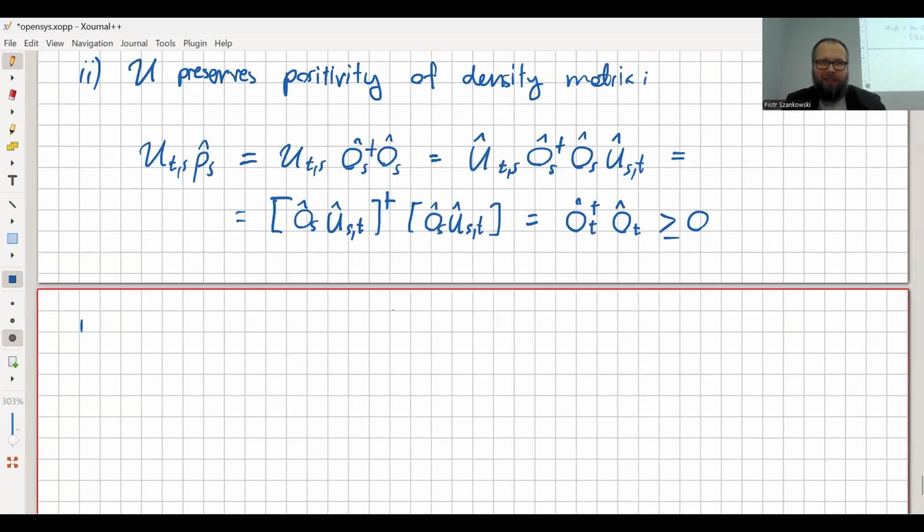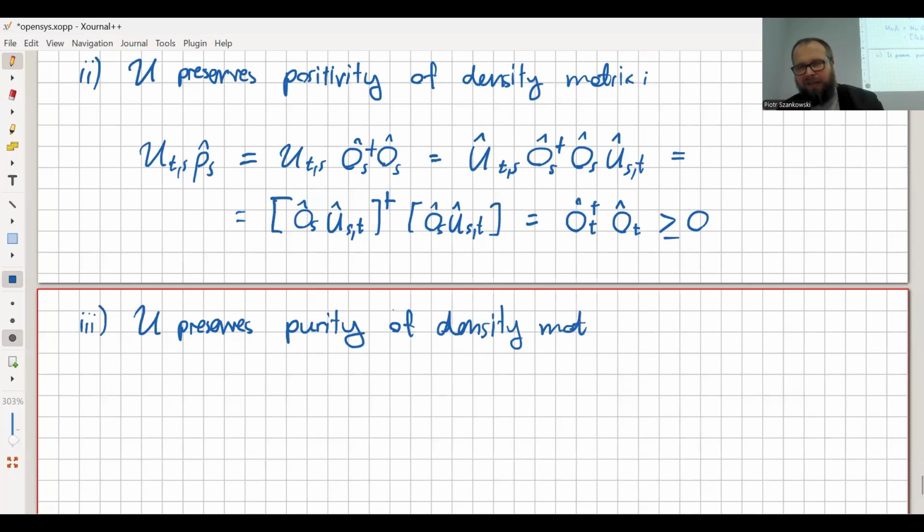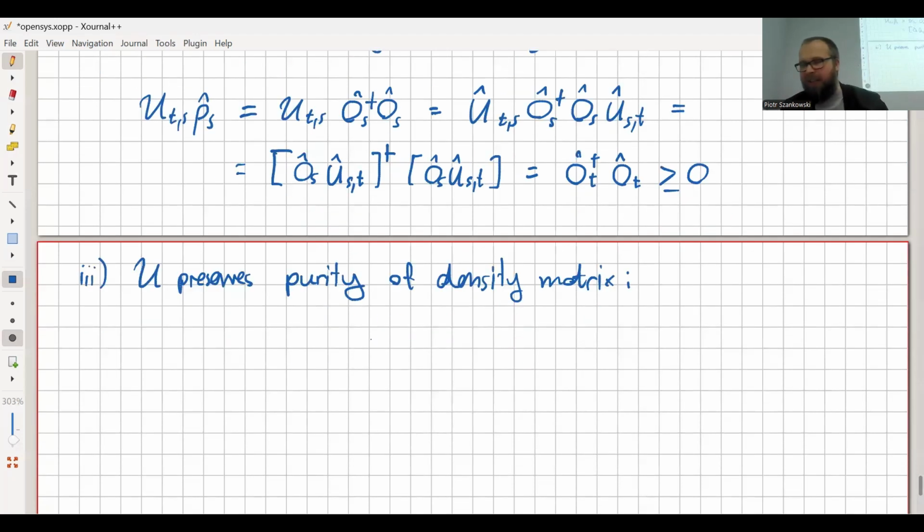And the final thing to note about U is that U preserves purity of the density matrix. So this is kind of tricky. This is more tricky to describe what I mean by that.